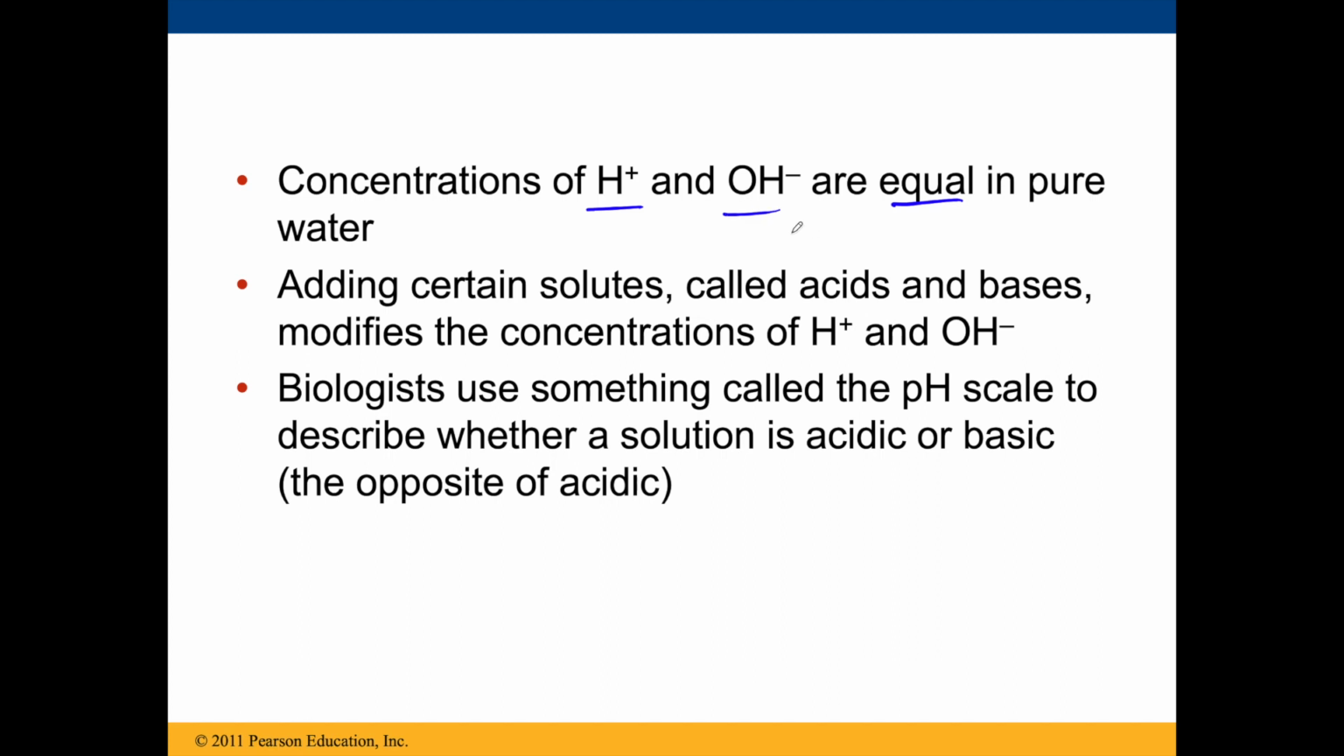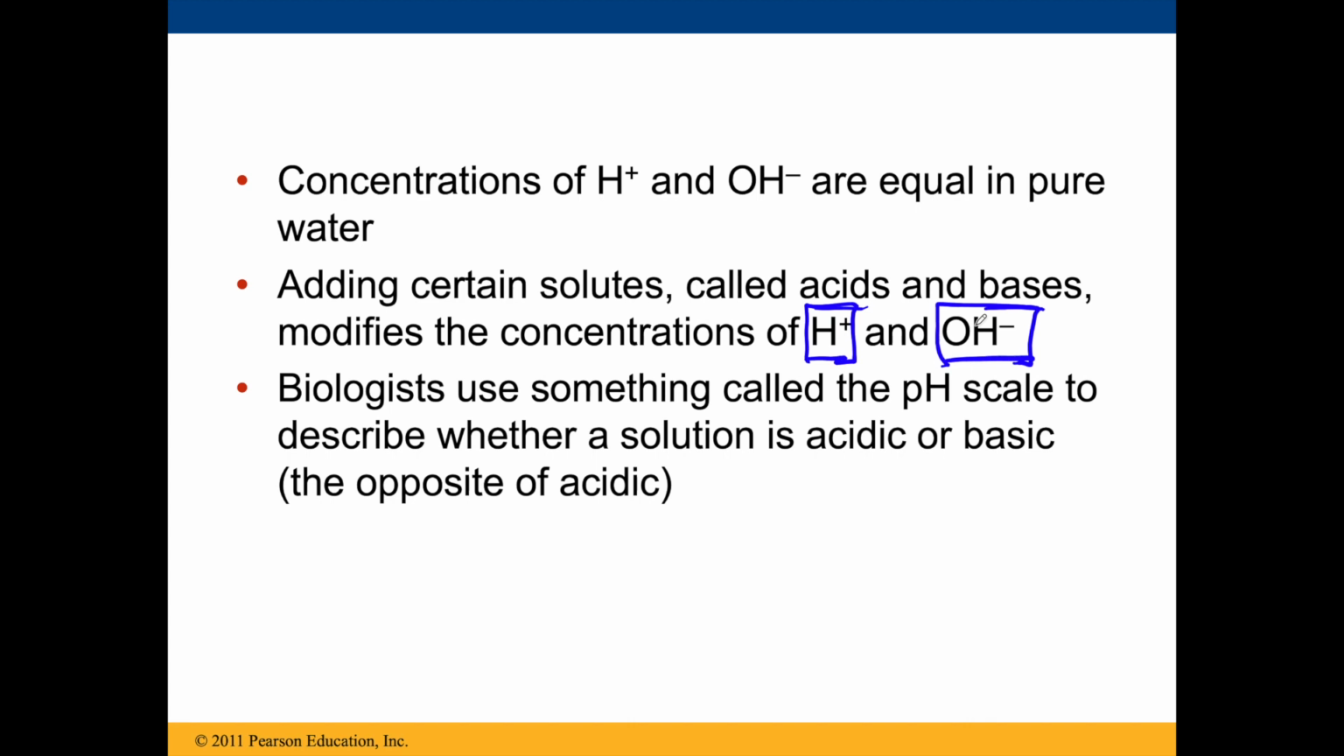So if you have absolutely pure water, you have exactly equal concentrations of hydrogen ions and hydroxide ions. Now, if you add certain things to water, which are called acids and bases, what they do is they change the concentration of hydrogen ions and hydroxide ions. And we care that it's going to change the concentration of these things. Okay, why do we care? Because it can drastically affect the chemistry of your cells.